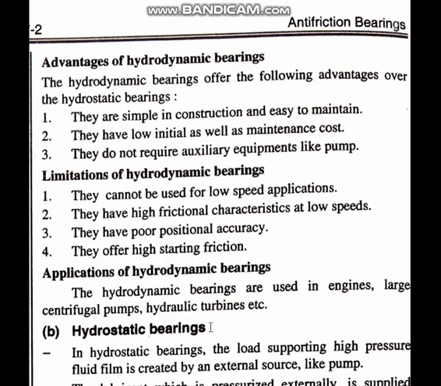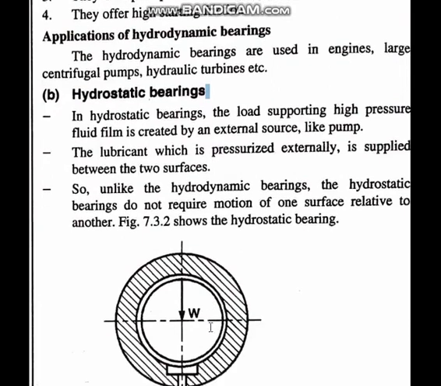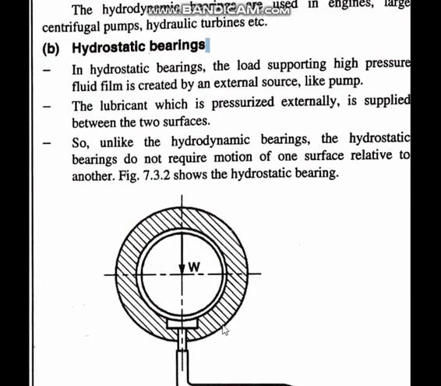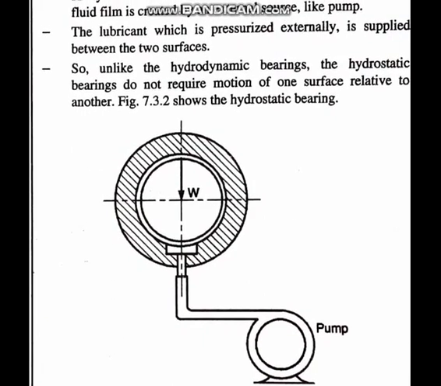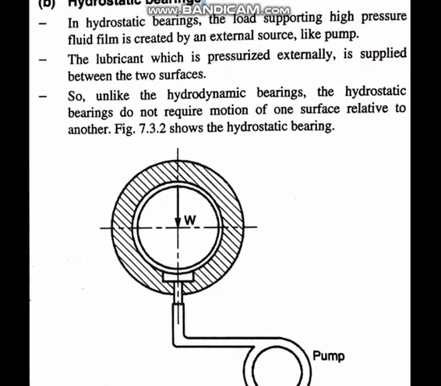Okay, then another type is hydrostatic bearings. Hydrostatic bearings means, you see, this is the journal, and this is the bearing, and this is the shaft, okay? And you know, there will be an oil film around. See, in hydrostatic bearings, this is static, and that first was dynamic. In hydrostatic bearings, the load supporting high pressure fluid film is created by an external pump. This is the difference. Here, an external pump is there, whereas in the hydrodynamic bearings, there is no external pump.